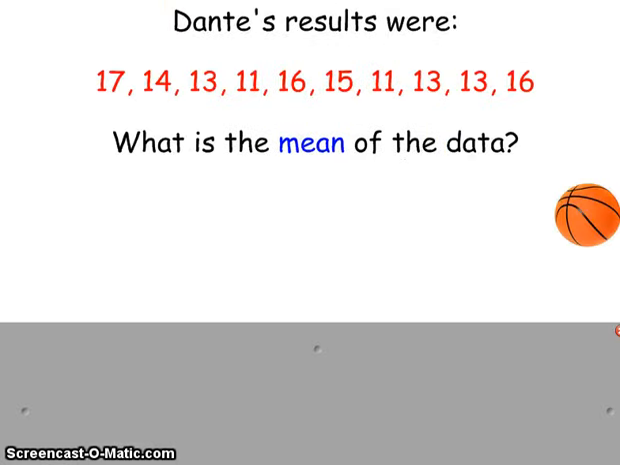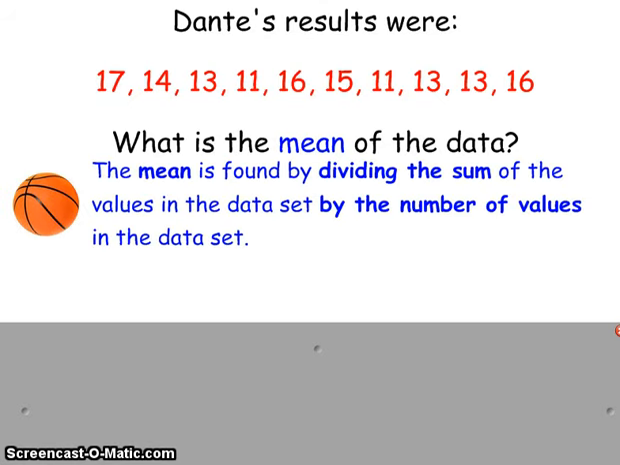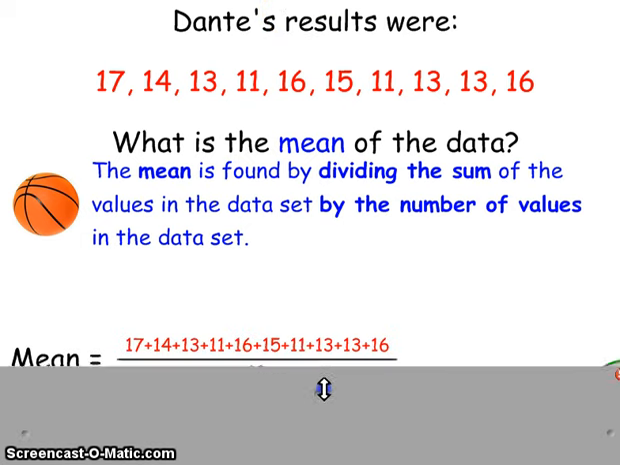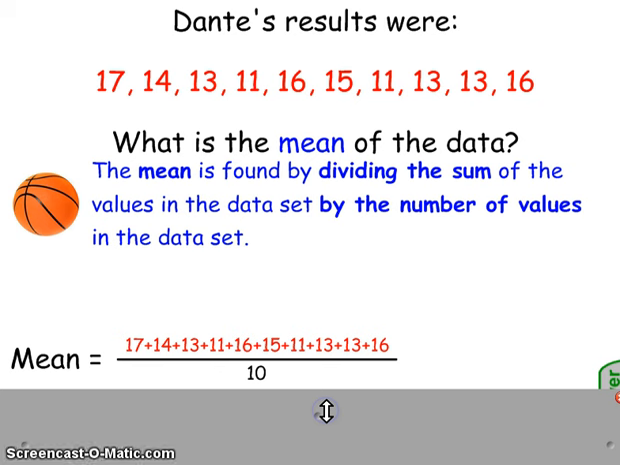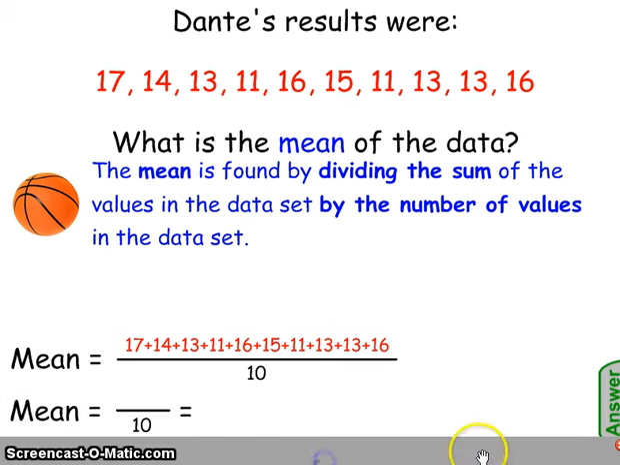Again, we're looking at Dante's results, and we are going to look for the mean. The mean is found by dividing the sum of the values by the number of values. So the first thing we will do is take all of the numbers and add them together, and we will be dividing by 10. So go ahead and pause your video and use a calculator to add these numbers up and then divide by 10, and then we'll check our answer.